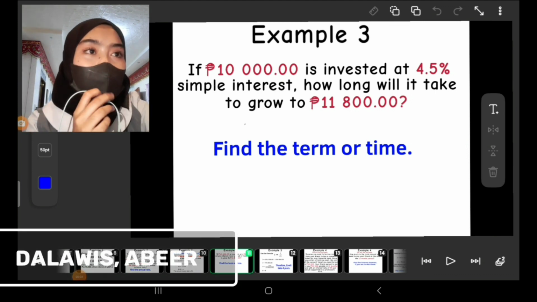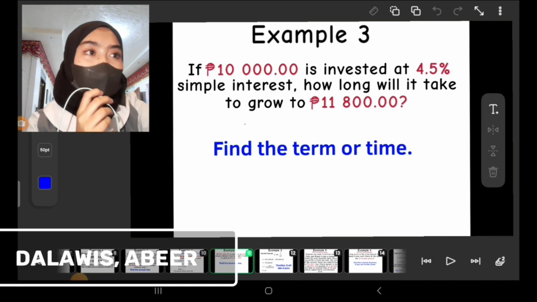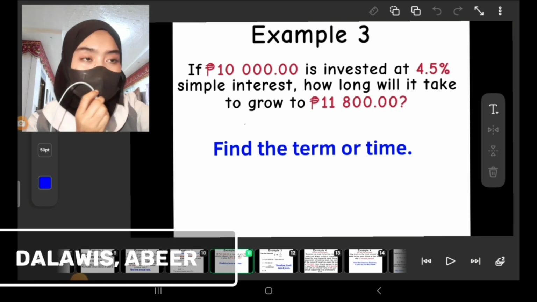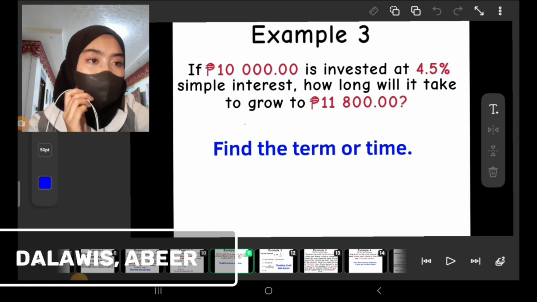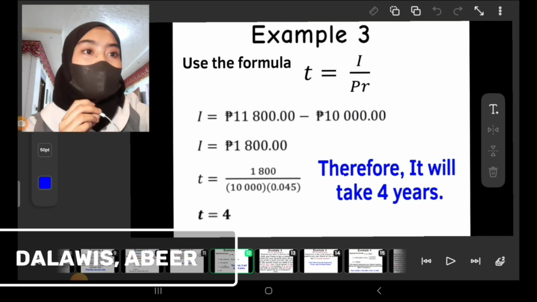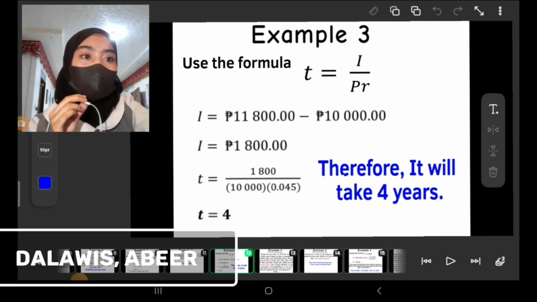Example 3: if 10,000 is invested at 4.5% simple interest, how long will it take to grow to 11,800? Find the term or time. Interest: 11,800 minus 10,000, divided by 10,000 times 0.045.